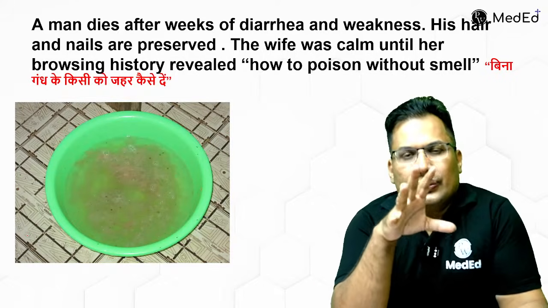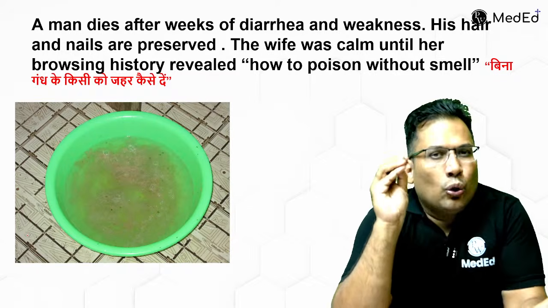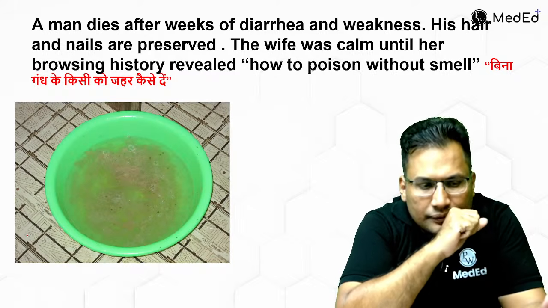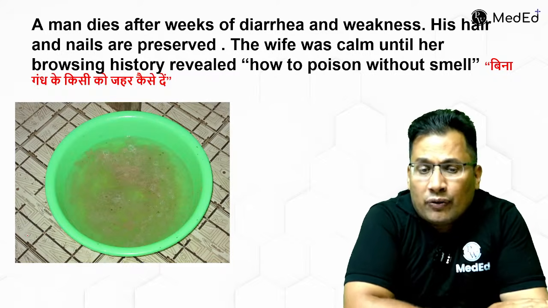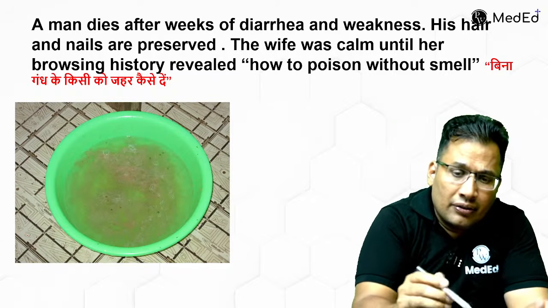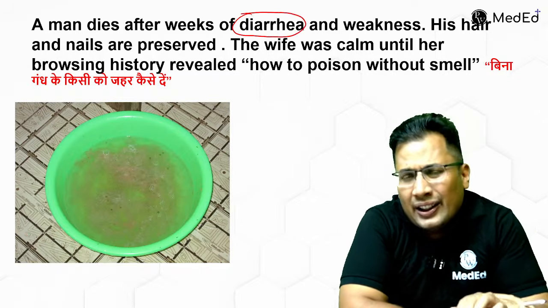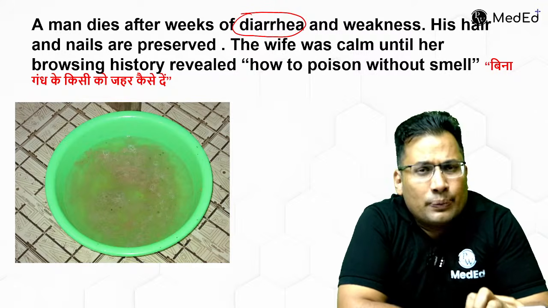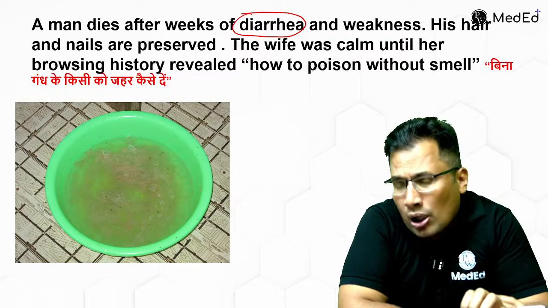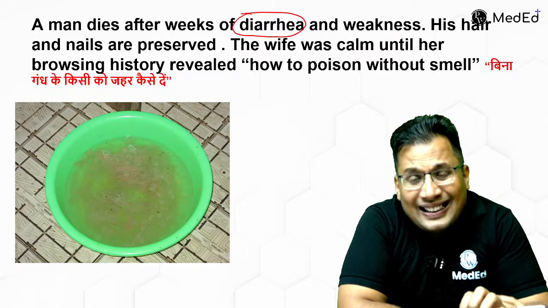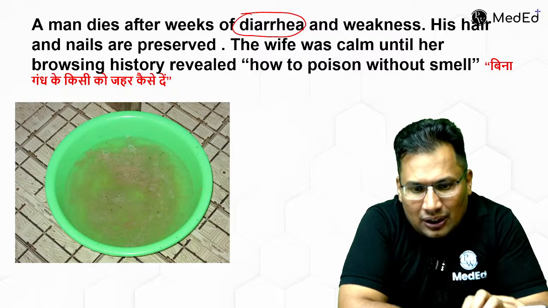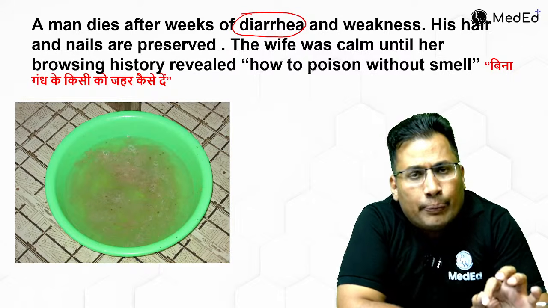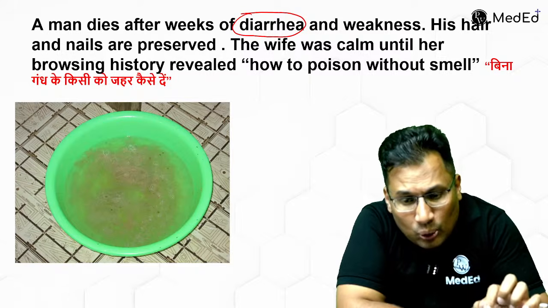Here is the scenario. The scenario is a case of murder, 103 BNS. A man dies after weeks of diarrhea and weakness. Diarrhea is basically because of the gastroenteritis. Weakness is because of the dehydration, circulatory shock, hypotension. His hair and nails were preserved. The wife was very calm, until her browsing history revealed how to poison without smell.